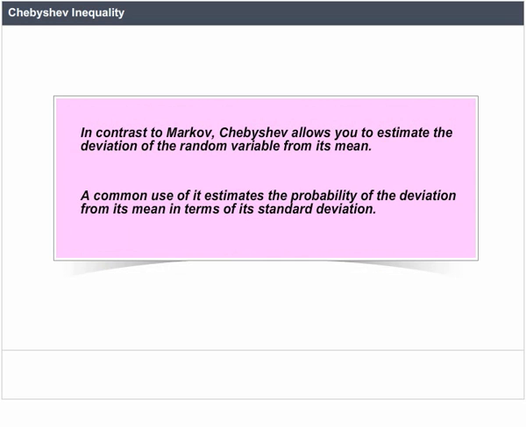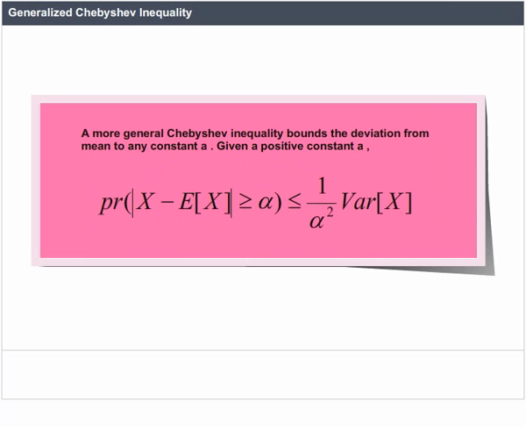Generalized Chebyshev inequality. A more general Chebyshev inequality bounds the deviation from the mean by any positive constant alpha. Probability of modulus of x minus expectation of x greater than or equal to alpha is less than or equal to 1 by alpha square into variance of x.